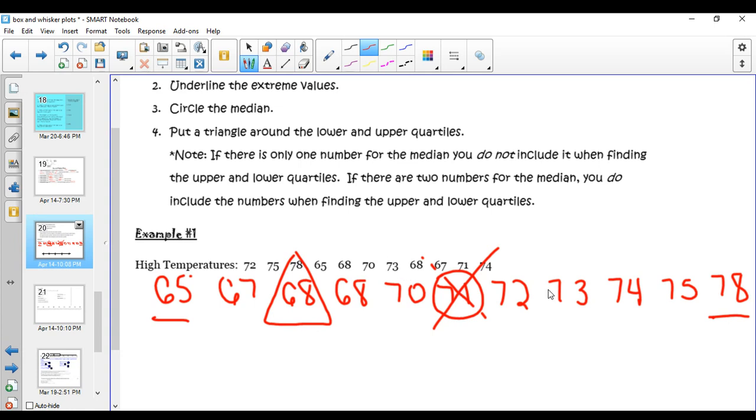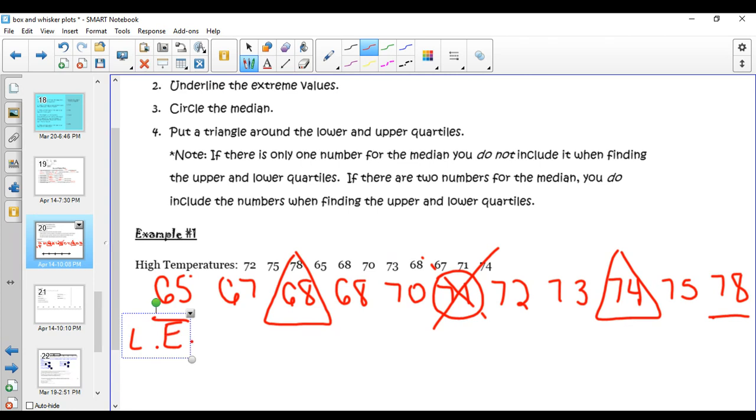Now we're going to do the same thing on the right side. I don't include the 71. I'm just going from the 72 up to the 78, working my way in, crossing them out one at a time. And then when I get to the middle, I have 74. Okay, so this is the lower extreme.